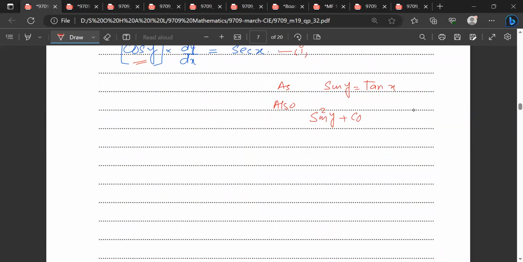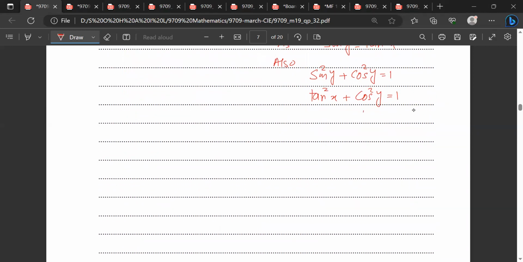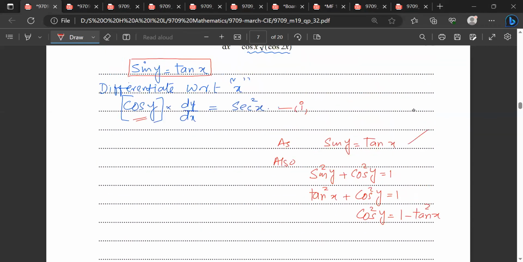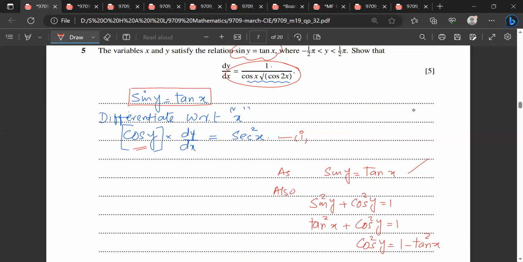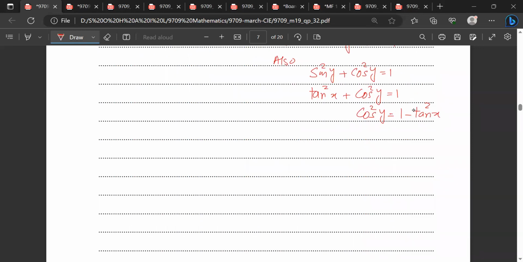As sine of y is given as tan of x, we also know that sine square of y plus cos square of y is equal to 1. Sine y is tan x, so this can be replaced by tan square of x plus cos square of y is equal to 1. So cos square of y in this way is 1 minus tan square of x. There is no tan in this required result, so let us write this tan square of x as sine square of x over cos square of x.